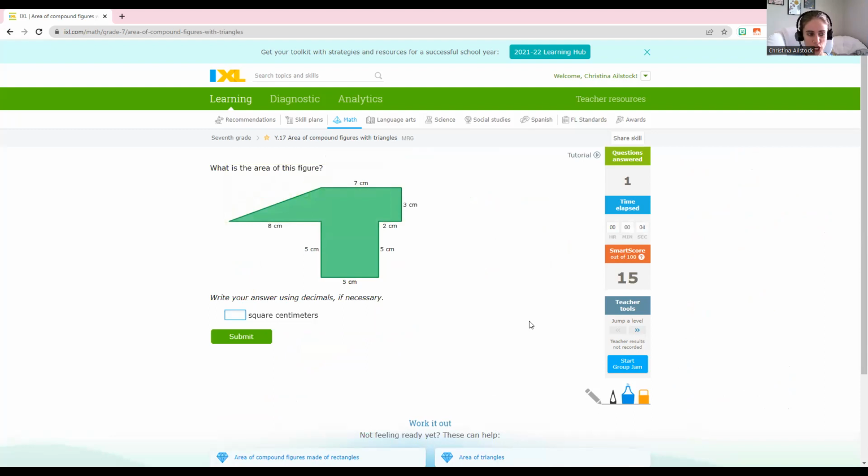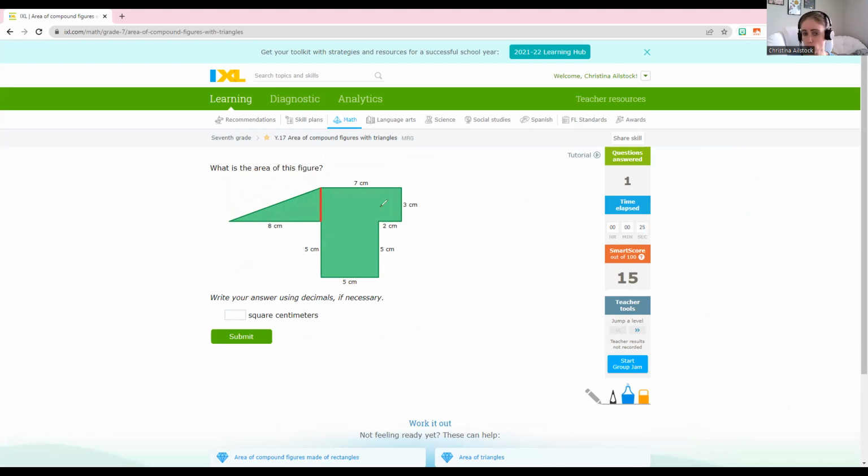All right, here's our next one. So first step, remember guys, is we need to draw our lines. We need to separate out these shapes and see what we all have. All right, if I draw a line right here, that gives me a triangle.